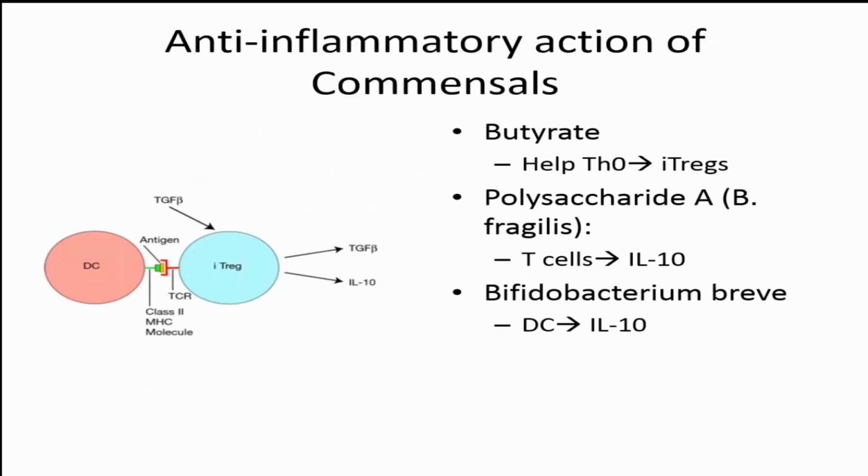All right. So again, as I said, the commensals help to make sure that they have an anti-inflammatory action along with competing with the pathogens that I talked about. Some of these commensals produce butyrate, a substance that helps to produce more iTregs from the TH0 cells. There's a commensal called B. fragilis, and it produces something called polysaccharide A, and in the presence of that, the T cells produce more IL-10. Again, another commensal called Bifidobacterium will help to produce more IL-10 from the dendritic cells. So overall, the environment in the intestine is towards an anti-inflammatory environment.